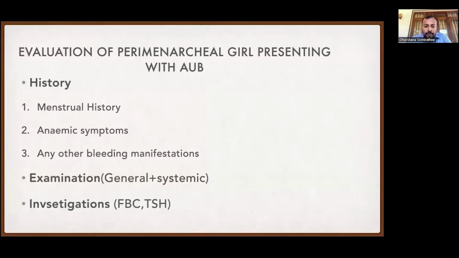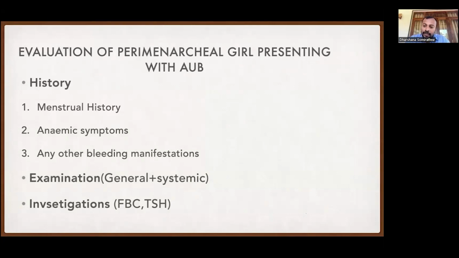And then how are you going to manage? First thing is, again, you have to ask about the menstrual history. Definitely, please ask about anemic symptoms, because I have seen in my practice, you don't believe it, sometimes the girls come with a hemoglobin of 4.5 or 5, which is not even survivable. And then we have to admit and transfuse the blood.